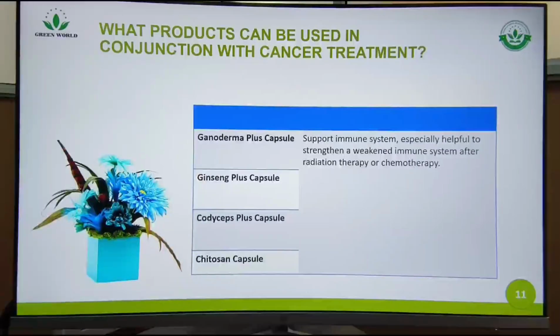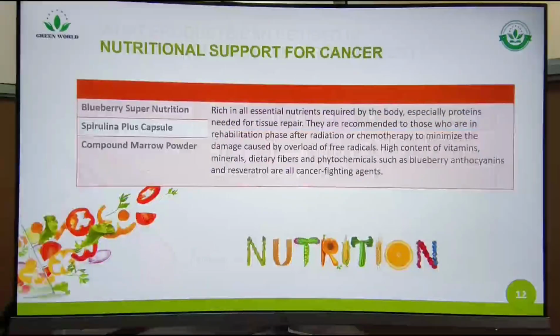So all these, the 4 products that you are seeing here, will support the immune system. They'll support the immune system, especially helpful to strengthen a weakened immune system after radiation therapy or chemotherapy. So they'll help in boosting the immune system, so that this person should not undergo chronic serious conditions.